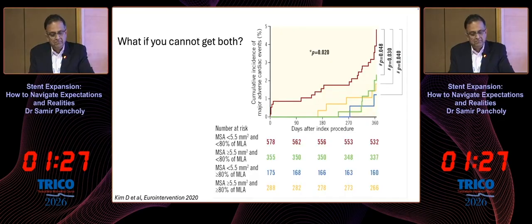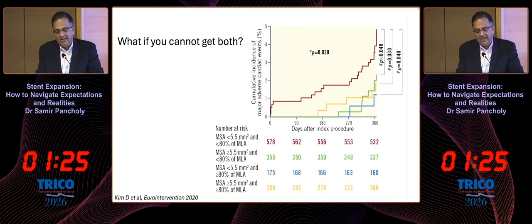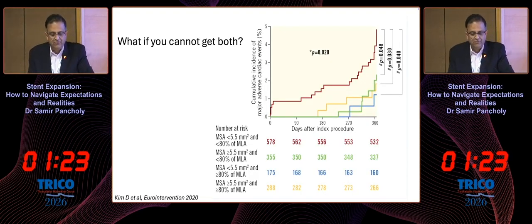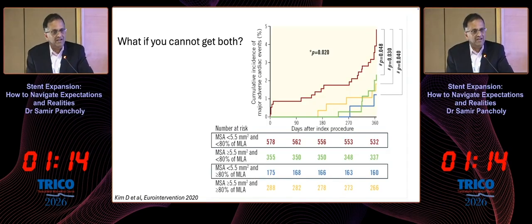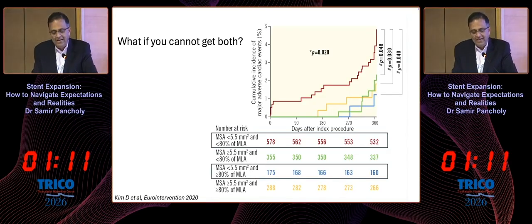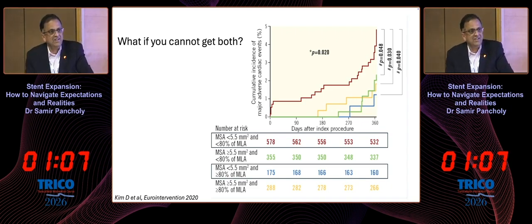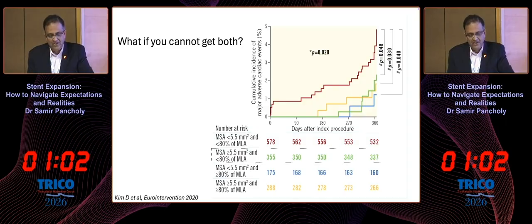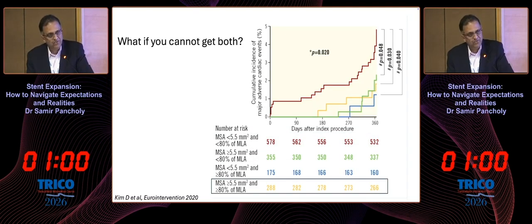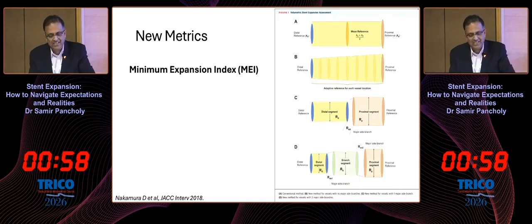Now, what if you cannot get both? What if you can't get 5.5 and greater than 80%? Well, the truth from this one study where they compared it was that it's okay if you get either one of them. So if you get an area of more than 5.5 millimeters square, or if you get a relative expansion of 80% or more of the minimum lumen area, reference area, you're better off than getting neither one of them. Makes some intuitive sense, but this is some proof for that.